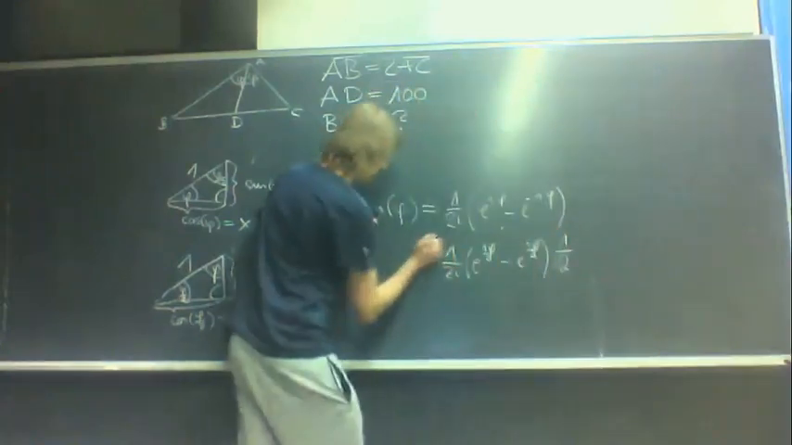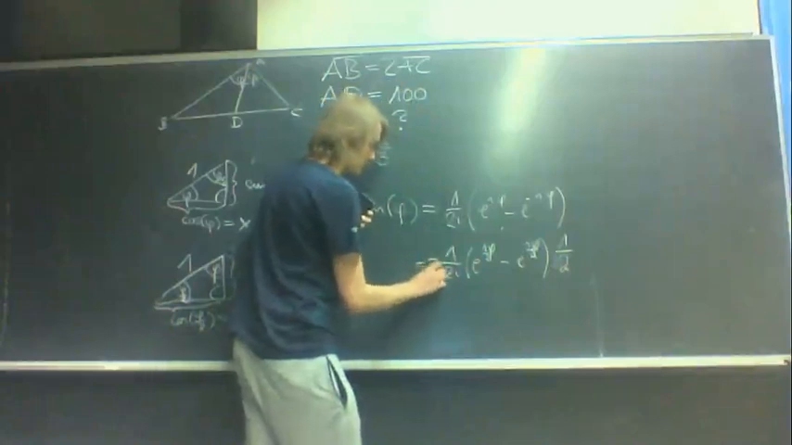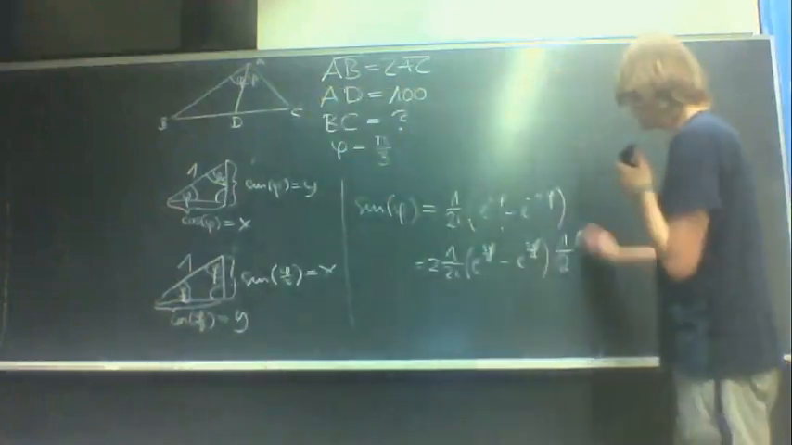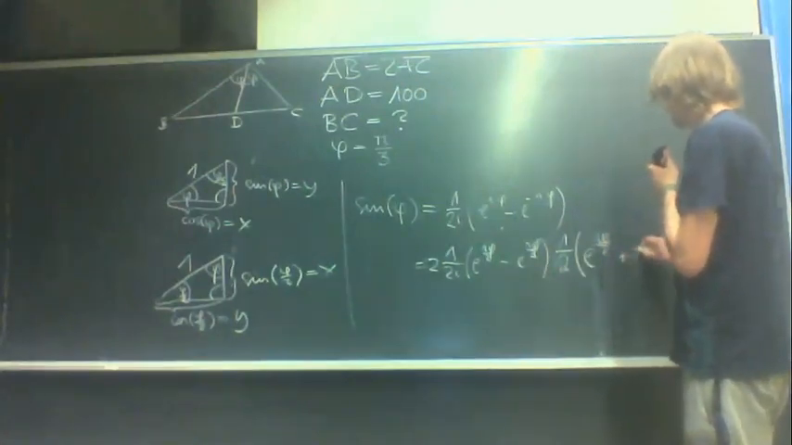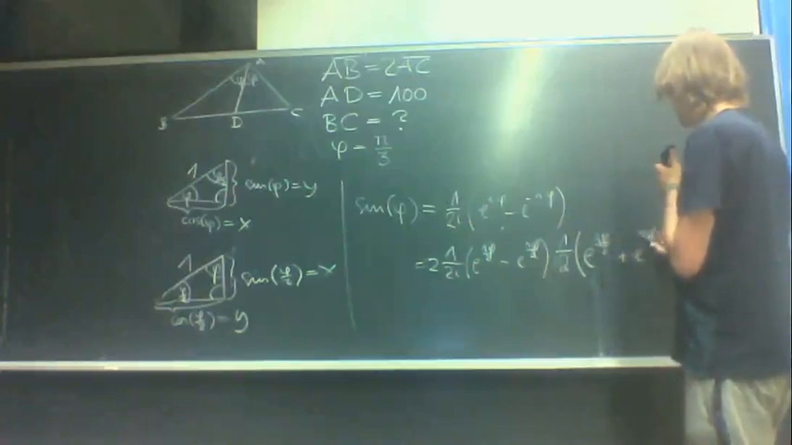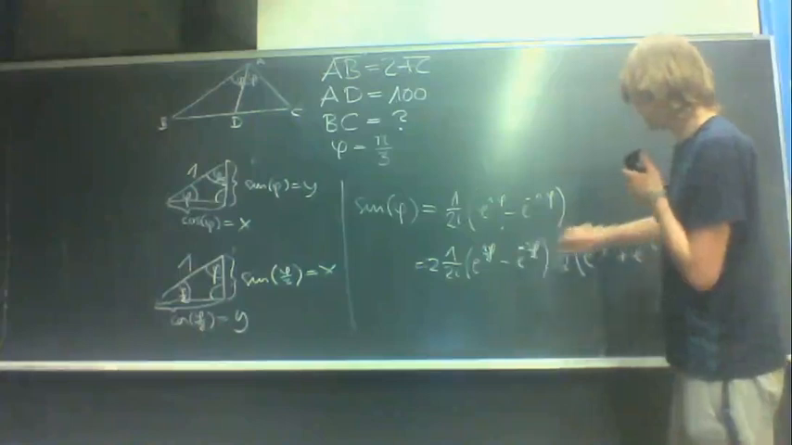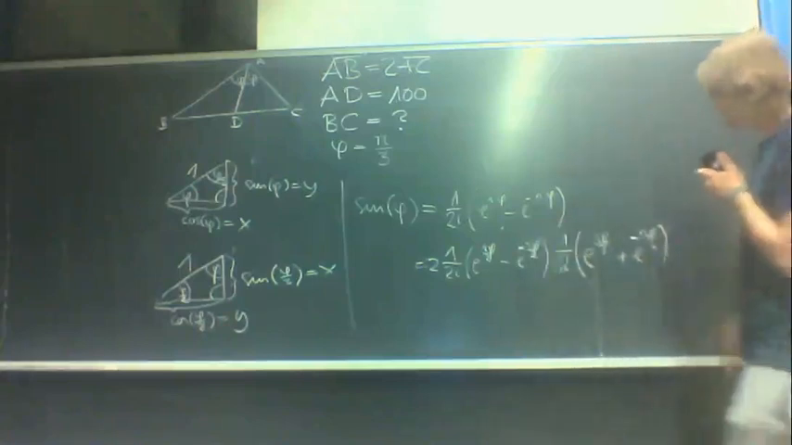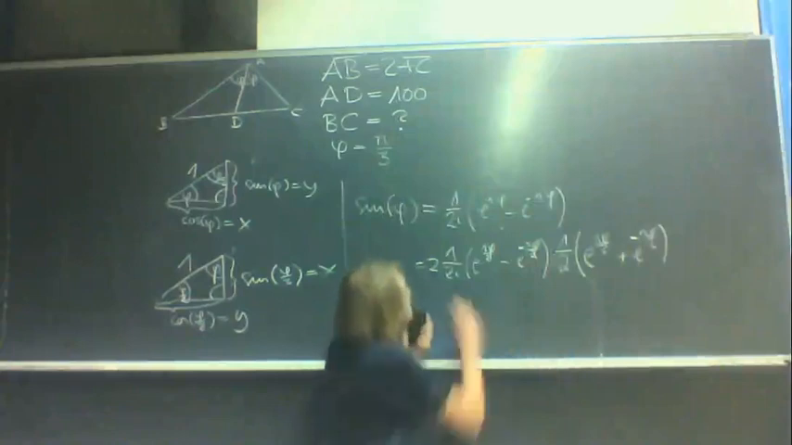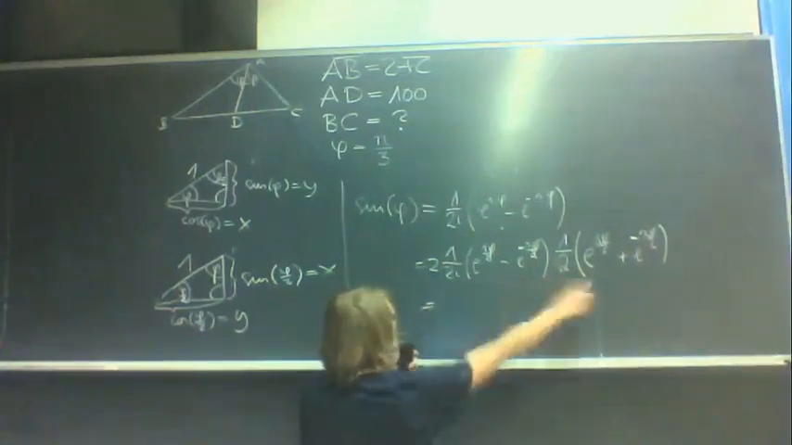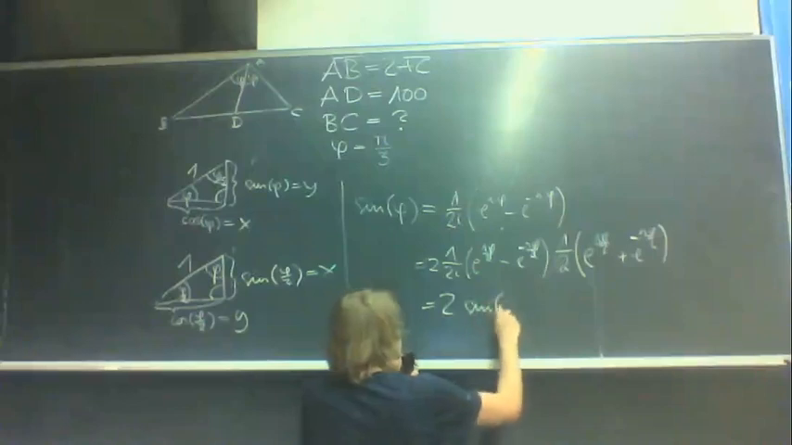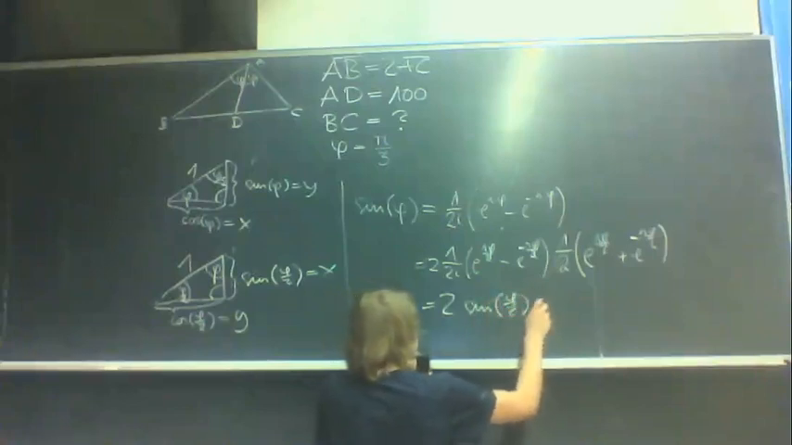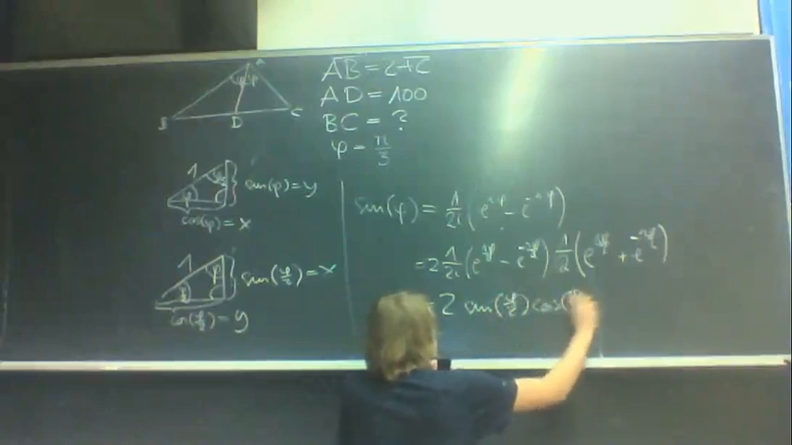And of course, then I have to say it's 2 times this quantity: e to the i phi over 2 plus e to the minus i phi over 2. And I forgot the negative signs here. And since we know this has to be sine of phi over 2 and this has to be cosine of phi over 2, the whole thing will be 2 times sine of phi over 2 times cosine of phi over 2.